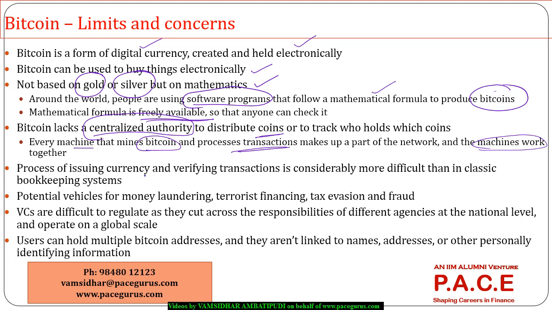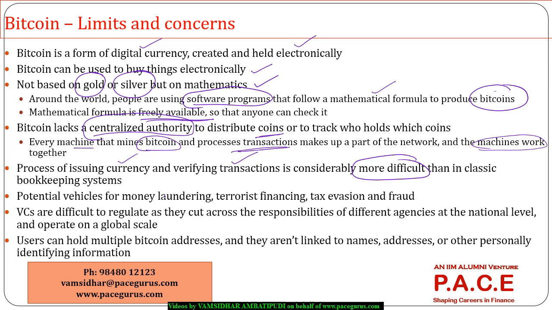Now, because of this, there are many limitations and concerns that might crop up. The process of issuing the currency, no one is issuing the currency. Verification of the transactions, who has done what kind of transactions, who is right now holding what amount of currency, is more and more difficult compared to the regular traditional bookkeeping mechanisms. So some further thought needs to be given to how Bitcoins can be used more and more effectively.